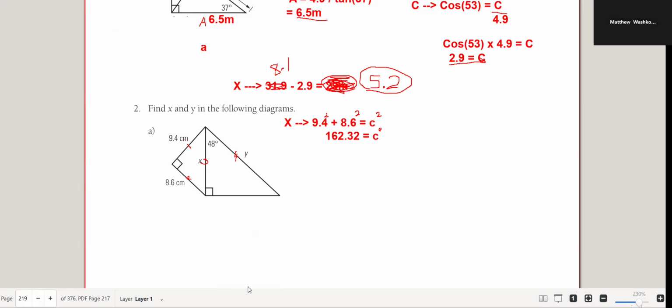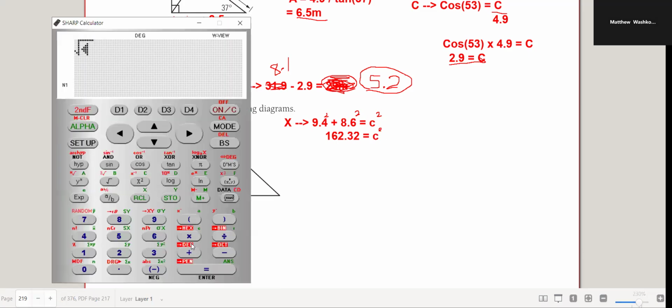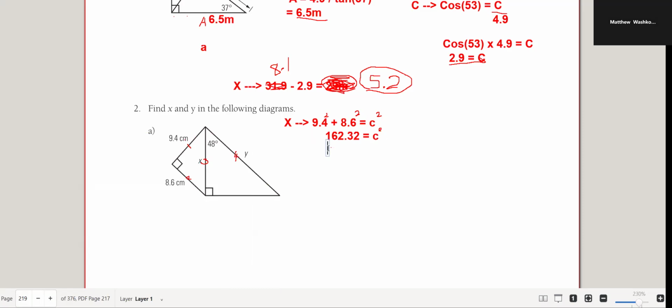So then all I got to do is take the square root of it, right? Square root of that, 12.7. Good enough. 12.7 centimeters is our c. Underline that because that's important. That's this thing here. I'm going to label that in here. 12.7. A little smaller for you guys.